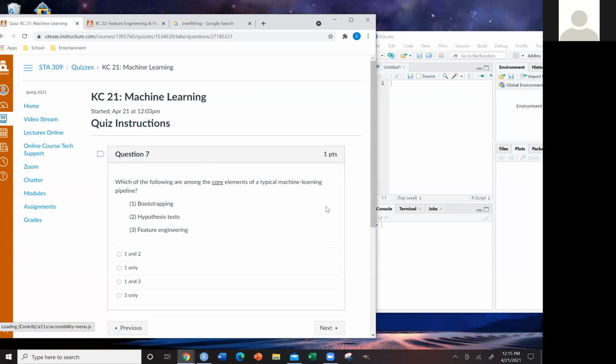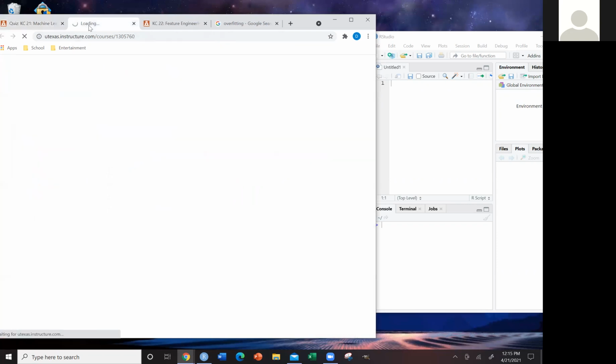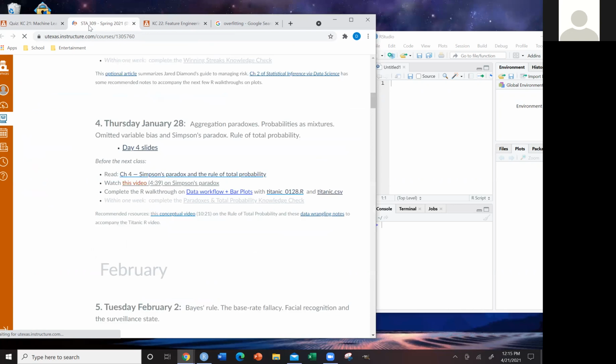How many questions are on this one, by the way? Is it 10? Okay. Which of the following are among the core elements of a typical machine learning pipeline? Oof, that one, let's grab the notes because I don't know what they count as the core elements. This is probably straight from the lecture. Let's go snag that.